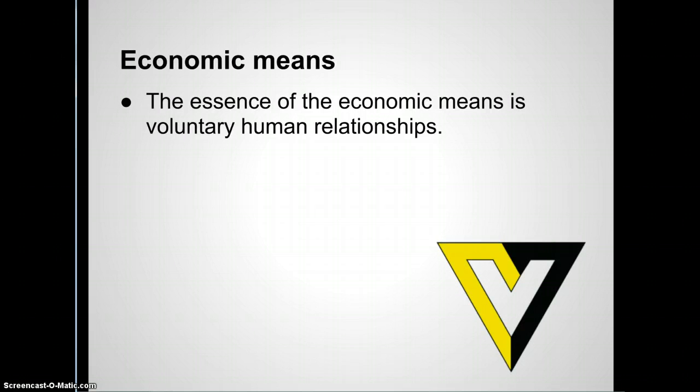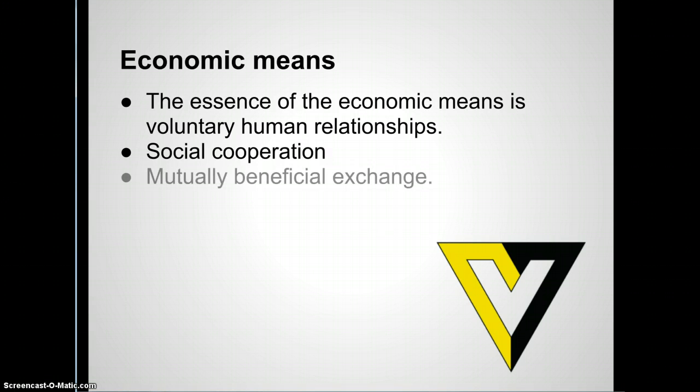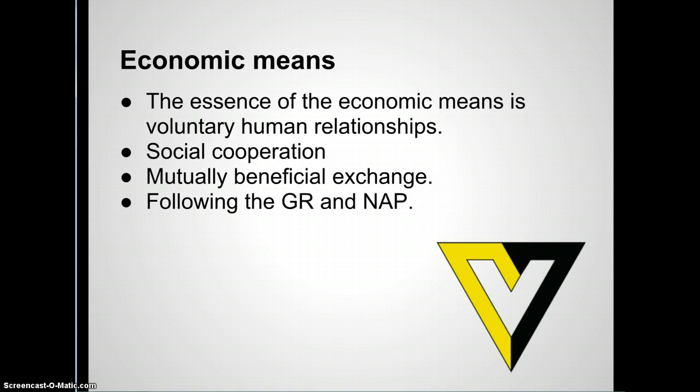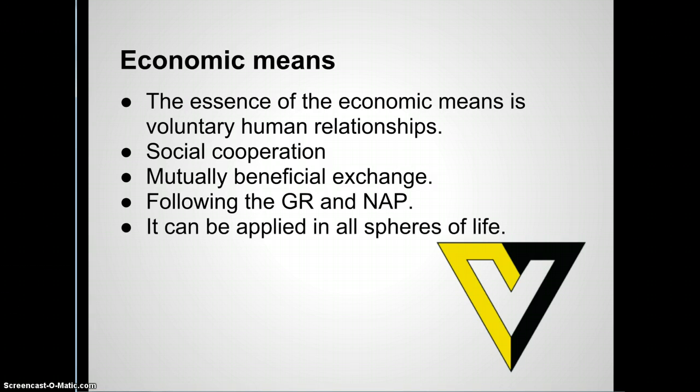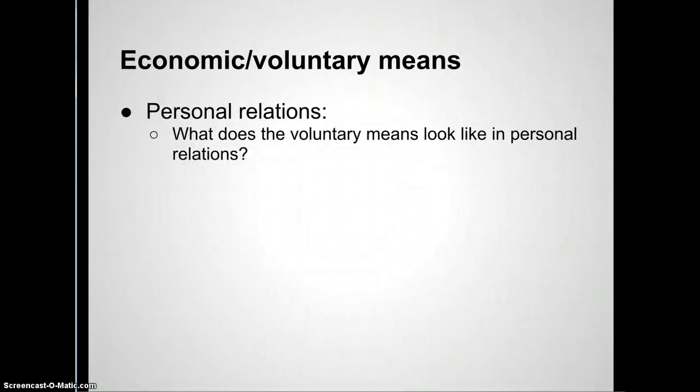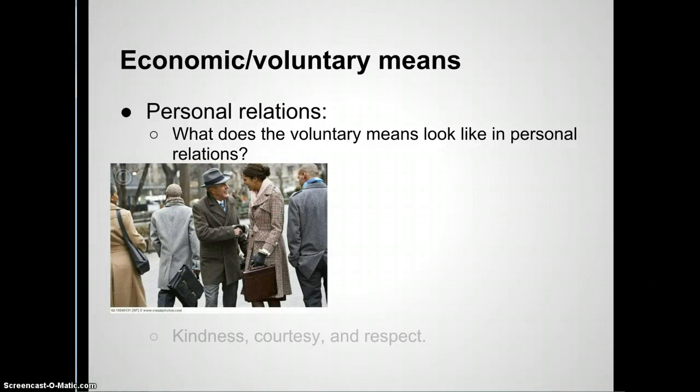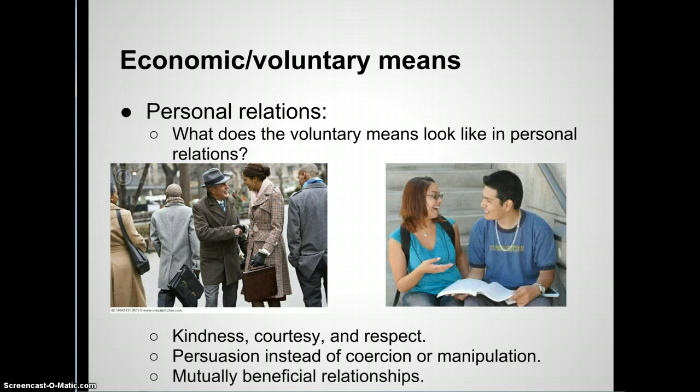The essence of the economic means is voluntary human relationships, social cooperation, mutually beneficial exchange, following the golden rule and the non-aggression principle. It can be applied in all spheres of life. Let's look at some examples. In personal relations, what does the voluntary means look like? It looks like kindness, courtesy, and respect. Persuasion instead of coercion or manipulation, and mutually beneficial relationships.